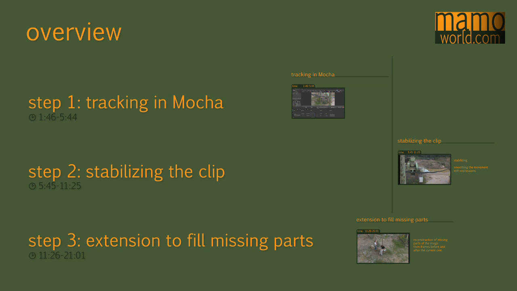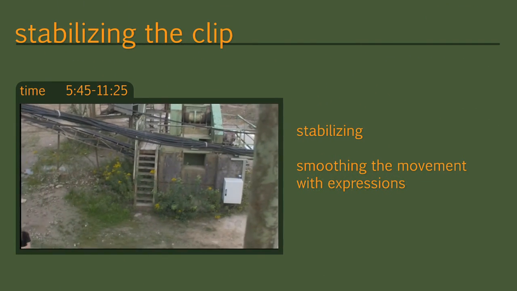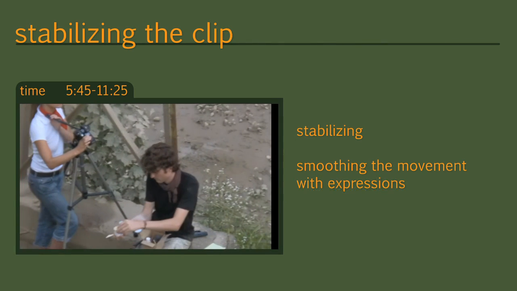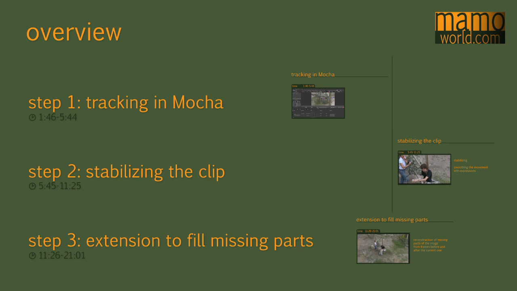In step 1, we track the shot in Mocha. This works in exactly the same way as in my previous tutorials. The only thing that is a little bit different is that we adjust the tracking area during the shot, since no part of the scene stays in frame over the entire shot. In step 2, we do the actual stabilizing of the clip. In order to smooth the original camera movement, we apply a simple expression. But don't be scared, we don't have to write any complicated code, it's a very simple expression.